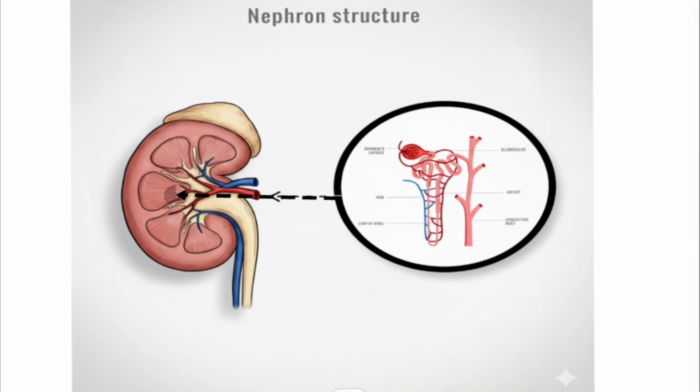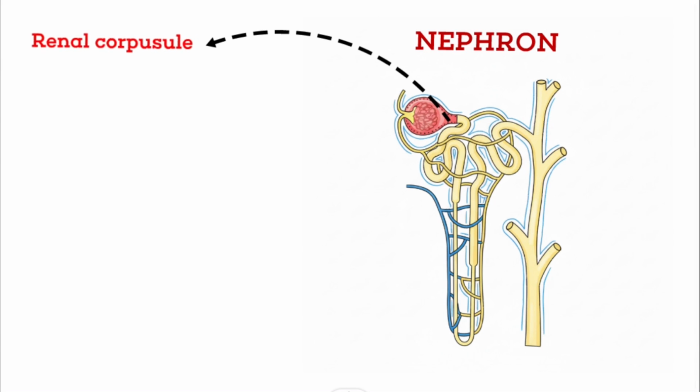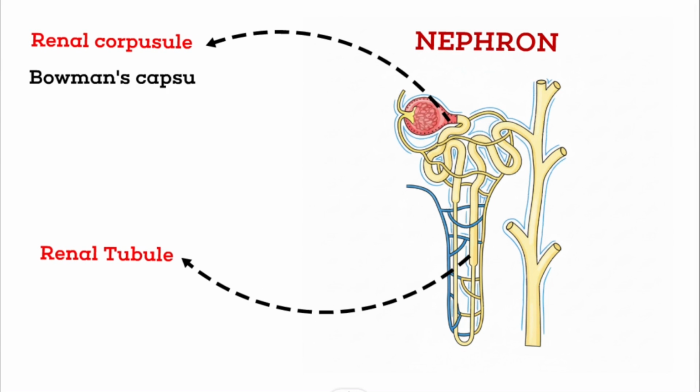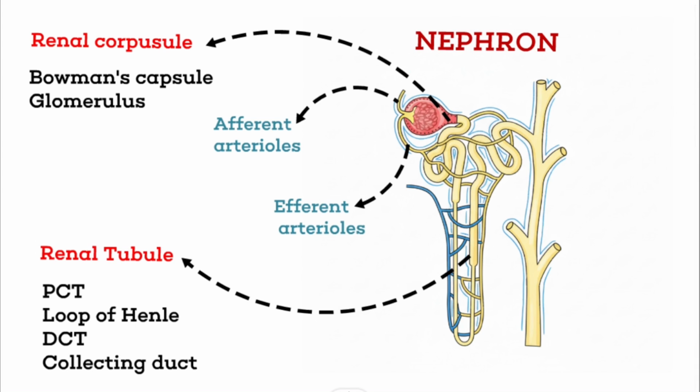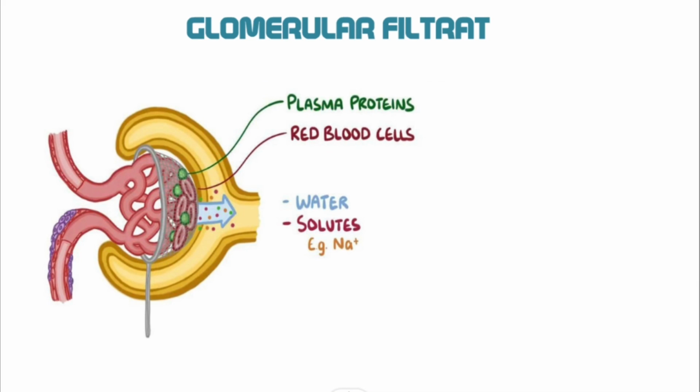Each kidney contains about 1 million nephrons. A nephron has two main parts, the renal corpuscle and the renal tubule. The renal corpuscle includes the Bowman's capsule and the glomerulus, where blood filtration begins. The renal tubule consists of the proximal convoluted tubule, the loop of Henle, the distal convoluted tubule, and the collecting duct. Blood enters the glomerulus through the afferent arteriole and exits via the efferent arteriole, a unique arrangement that helps regulate filtration pressure.